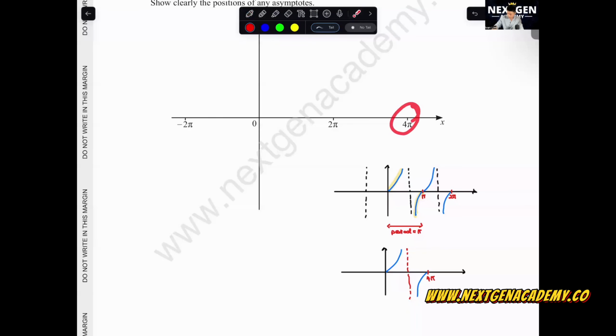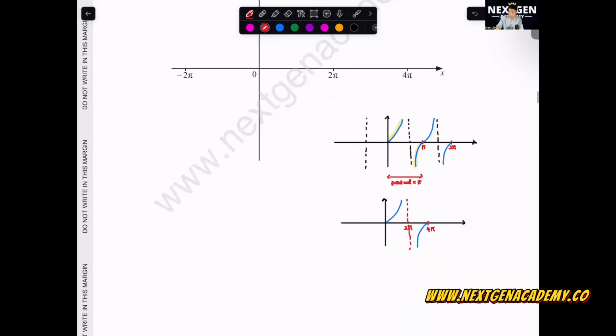So if you see here, there's a 4 pi. Then what is in between? We take 4 divided by 2. The asymptote will be at 2 pi. Got it? Okay, this is how we interpret it. Another thing: for tangent, the A value, which is your amplitude, doesn't matter. It won't really affect any of the values when we sketch it out. So you can ignore the amplitude.